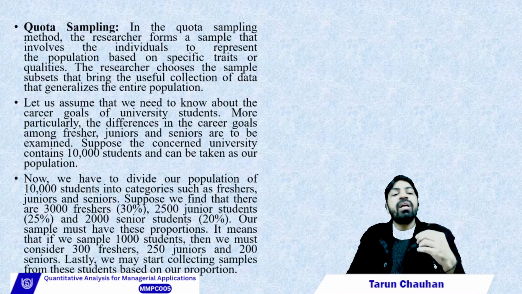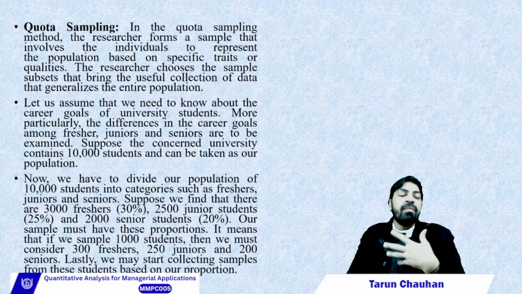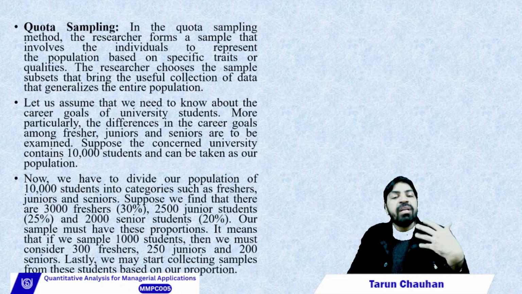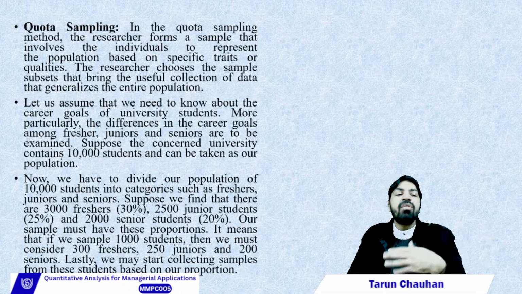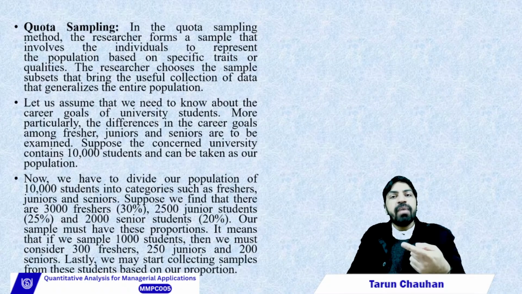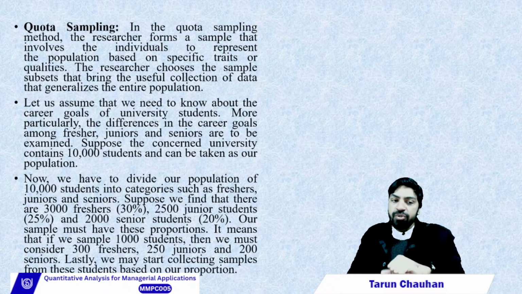So if a researcher wants a sample of 1,000 students, or the data of 1,000 students, accordingly we just calculate the proportions of the three categories, that is fresher, junior, and senior. So automatically 300 for the freshers, 250 for the juniors, and 200 for the seniors.